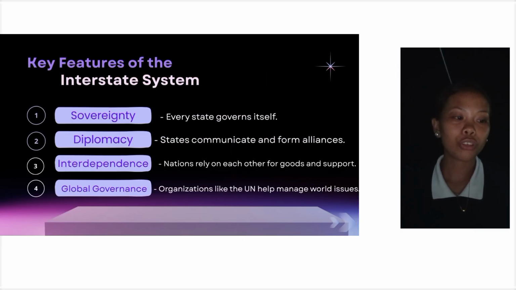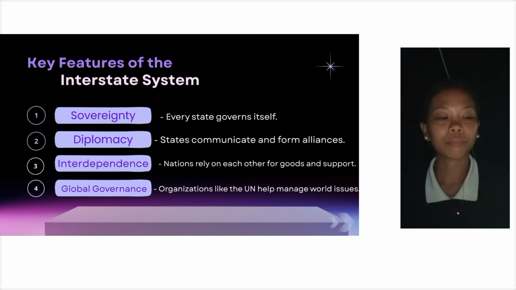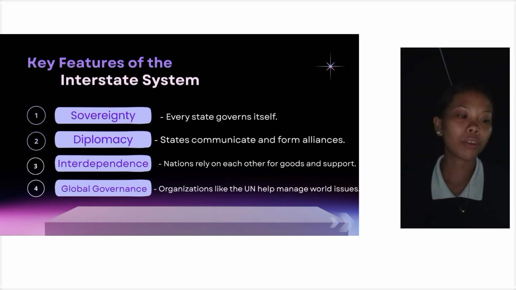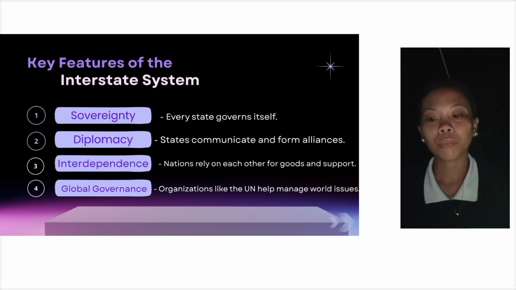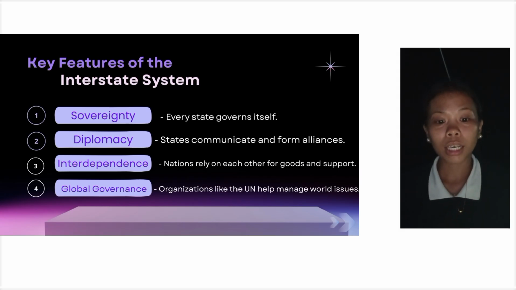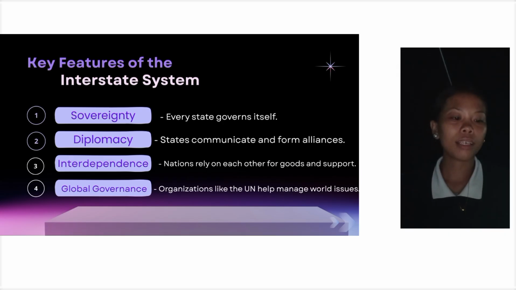Next, key features of the interstate system. First, sovereignty. Every state governs itself. So for sovereignty, an example of that is electing governors or our leaders.